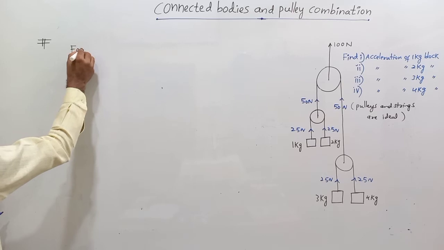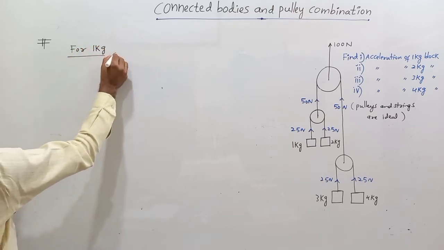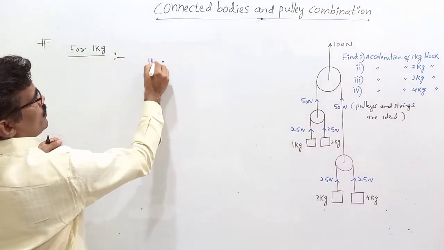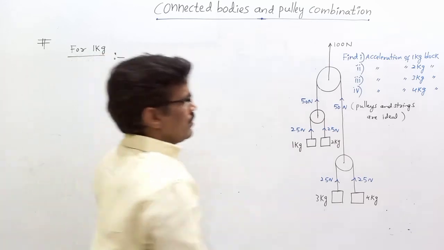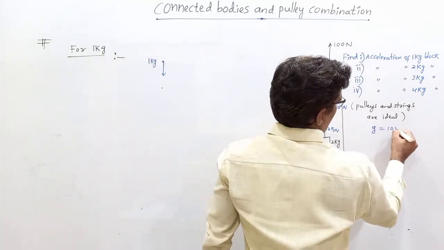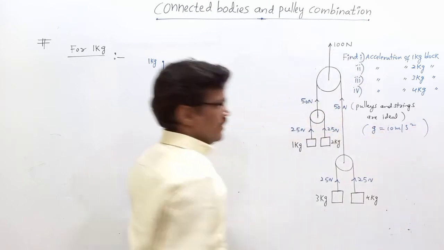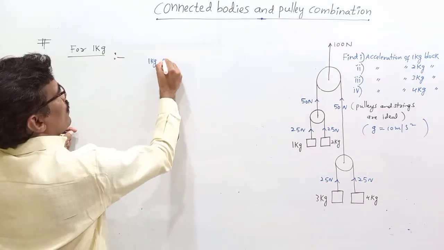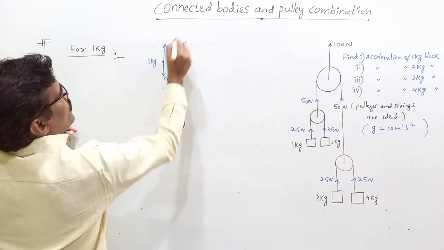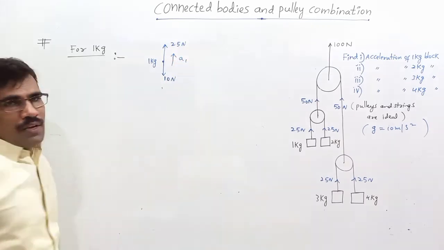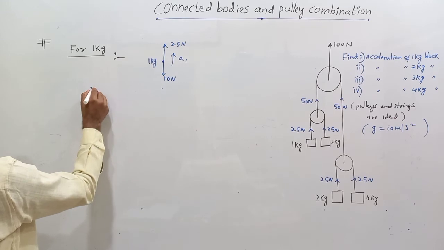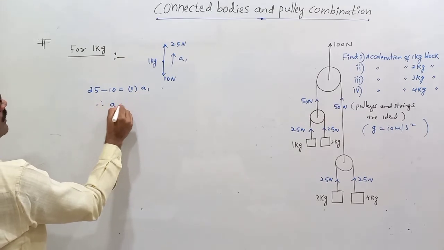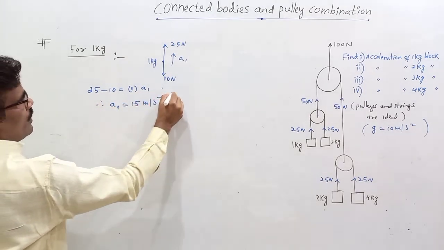For the 1 kg block, how many forces are acting on it? One is its weight. Take the g value as 10 meter per second square. Then for 1 kg, it is 10 Newton down and 25 Newton up. That's why it is moving in the upward direction with A1. What is the net force? 25 minus 10 equal to MA, 1 into A1. Therefore, A1 is equal to 15 meter per second square.